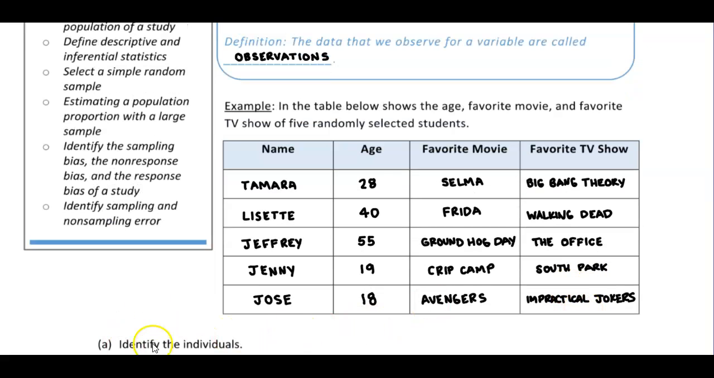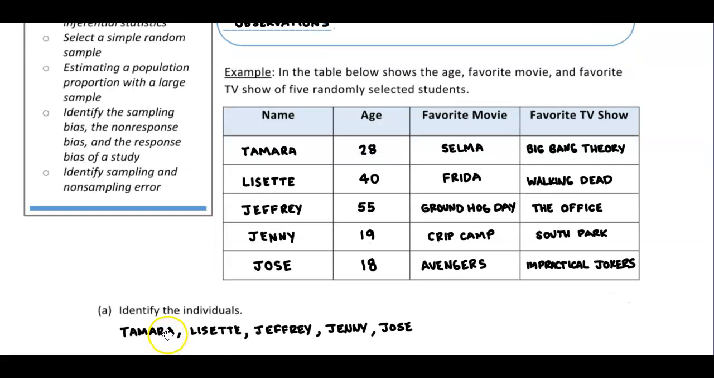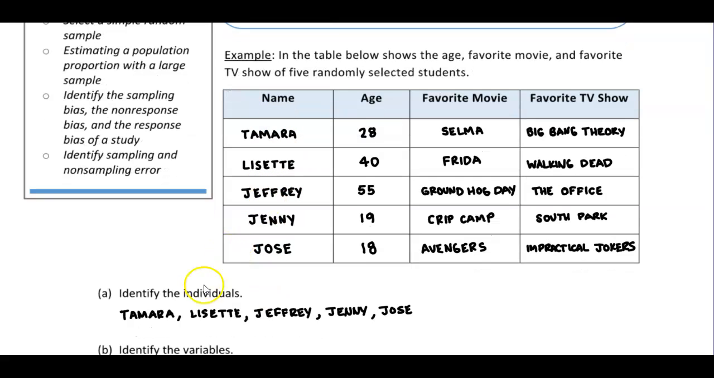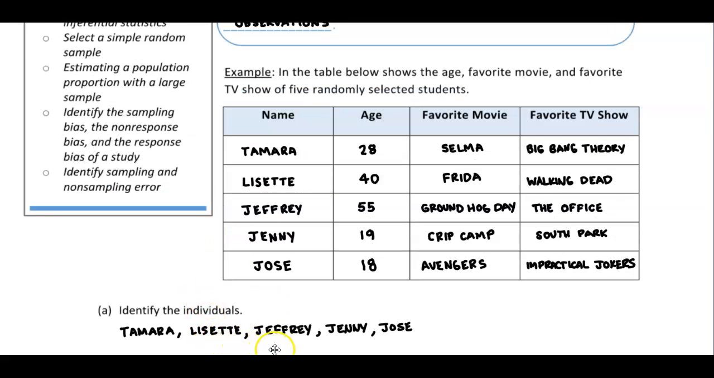In part A, we want to identify the individuals. The individuals in this table are the names: Tamara, Lisette, Jeffrey, Jenny, and Jose.